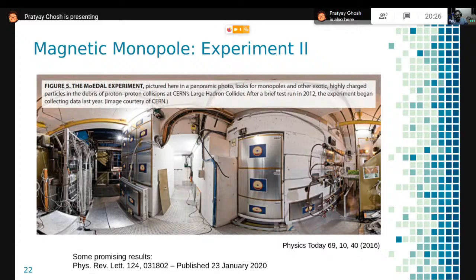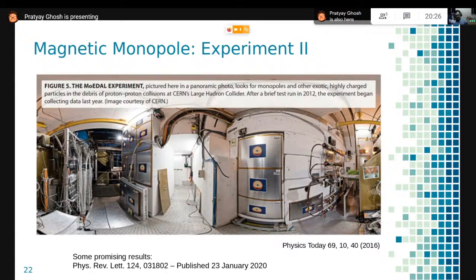I think at some point they will think of doing this experiment in condensed matter systems also. I'm hopeful about that. But the bottom line is, they have been able to detect monopoles, though they are very high energy monopoles.